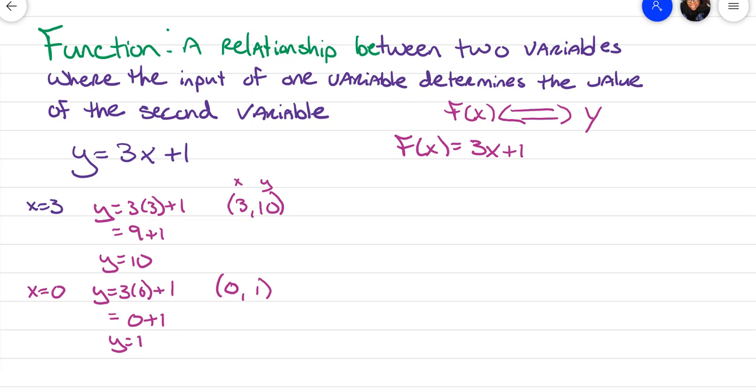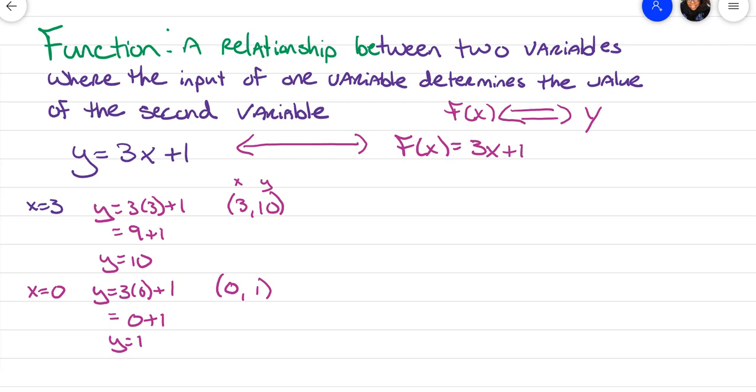Now, f of x means function of x. Y is a function of x. What that means is that y depends on x. So f of x means function of x. That's how you would say it out loud. But again, when we read it, it's just f of x. So if you saw this or this, they mean the same thing.